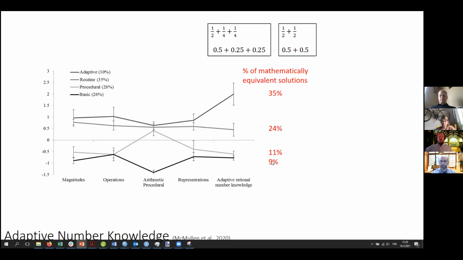The lowest students only did this about 10% of the time. The students who had strong routine knowledge did this about 1/4 of the time. And the students who performed best did this about 1/3 of the time.